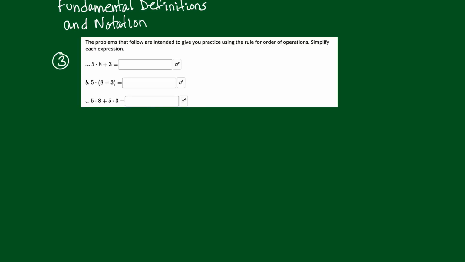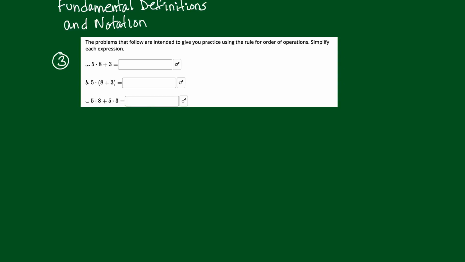Problem number 3 is intended to give us practice using the rule for order of operations. So we're going to simplify each one of these expressions. Now you can see we've got a 5, 8, and 3, but there's going to be different orders here. So we're just going to practice in here. Let's review the order of operations.